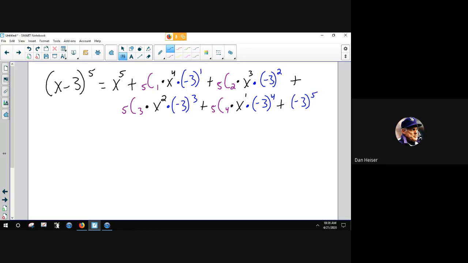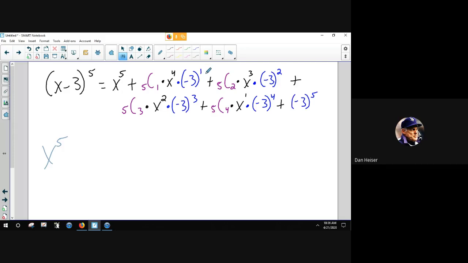And now let's put this all together because this is not a final answer. We need to clean this up. Whoa, wrong button. Switch colors here. There we go. Something different. Now, before I put a plus, I got to look at my values. 5C1 is 5. But now I have -3 to the first power.